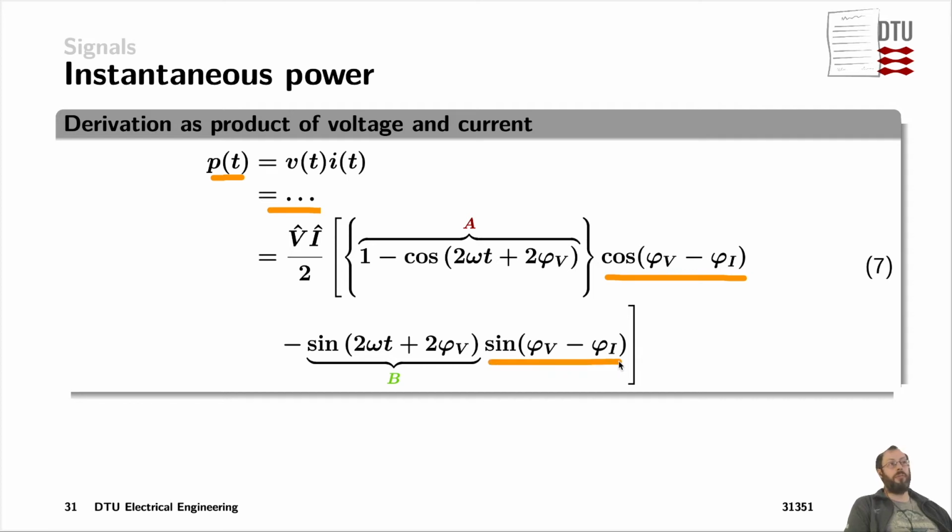Same for the sine wave down here. The sine of the two phases is time independent, so they can be seen as constants. The amplitudes I took all the way out in front of those square brackets, which is starting here and ending here. And the only time dependency is remaining in what I call A and B.